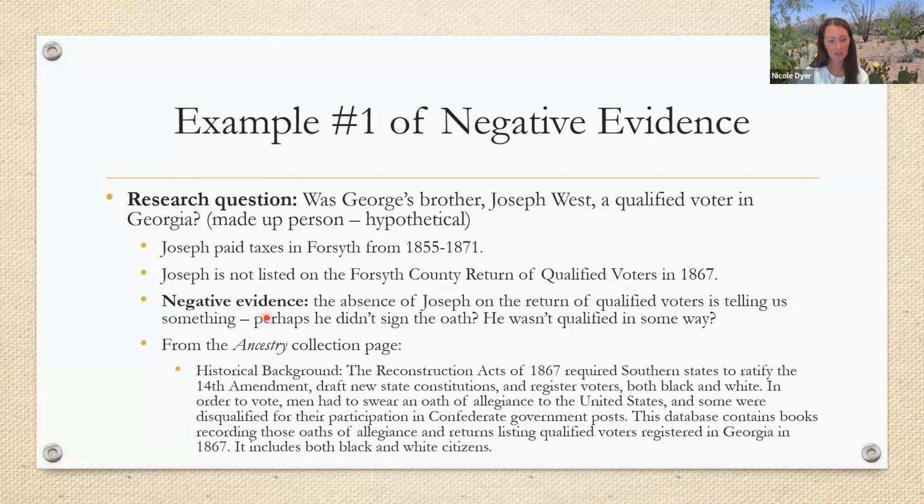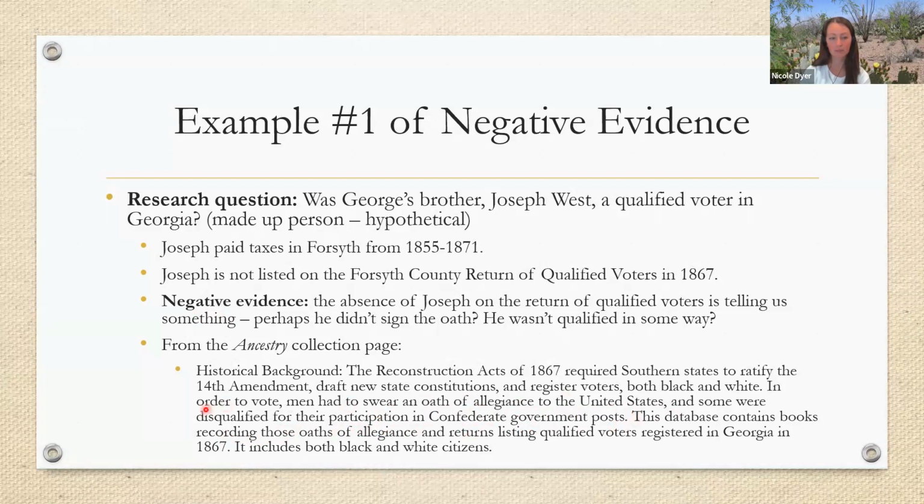It's telling us something. Perhaps he didn't sign the oath. Maybe he wasn't qualified in some way. How can we know? Well, negative evidence is a type of indirect evidence, and we have to combine that with more evidence and information to help us come to a conclusion. The historical background from the ancestry collection page for the qualified voters return says that the Reconstruction Acts of 1867 required Southern states to ratify the 14th Amendment, draft new state constitutions, and register voters, both black and white. In order to vote, men had to swear an oath of allegiance to the United States, and some were disqualified for their participation in Confederate government posts.